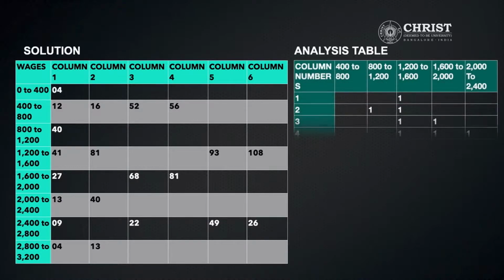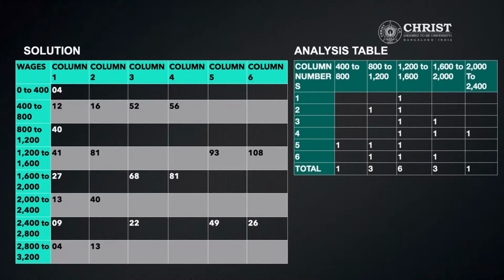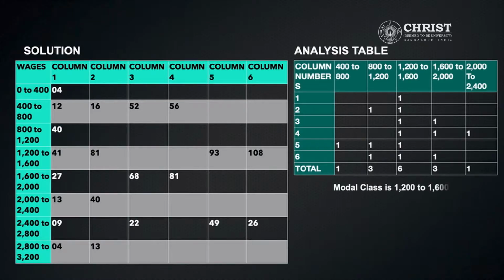Then when you come to the analysis table, we will mark the highest frequency in the grouping table. When you check the values, you see that only one class, 1200 to 1600, got the highest frequency. That means this is a unimodal class. So now you can calculate mode using the direct equation. The modal class is 1200 to 1600.